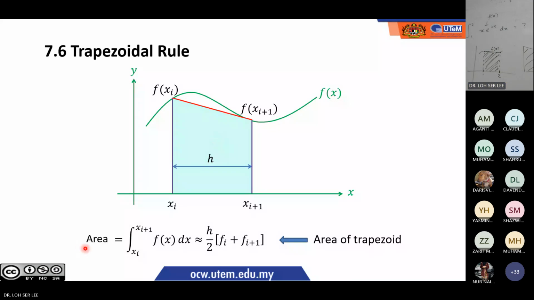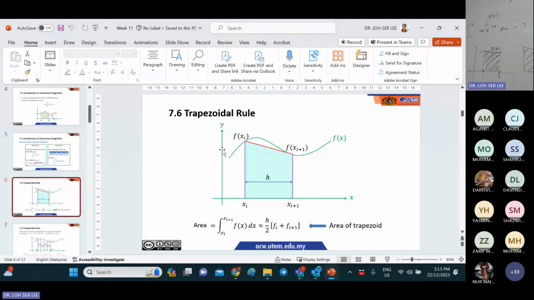So the area is, we are integrating from xi up to xi plus 1 for this f(x) function, the one in green. This is approximately equal to the area of this trapezoid. So if you still remember the area of the trapezium.